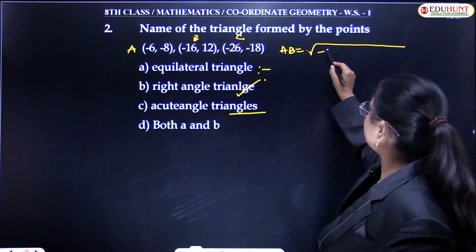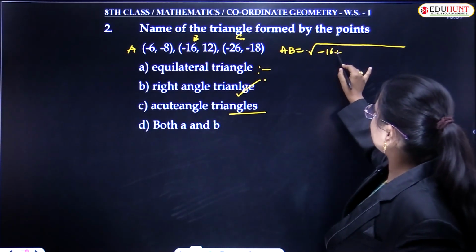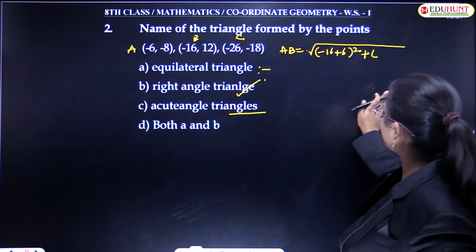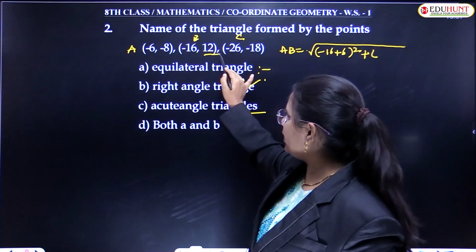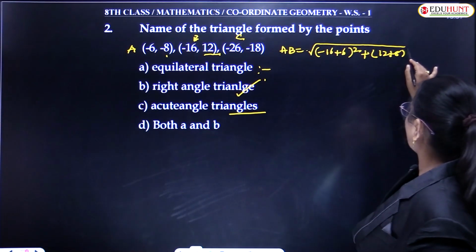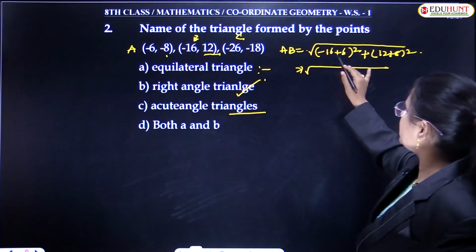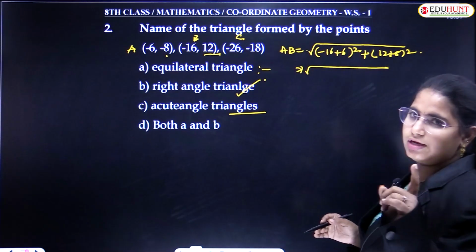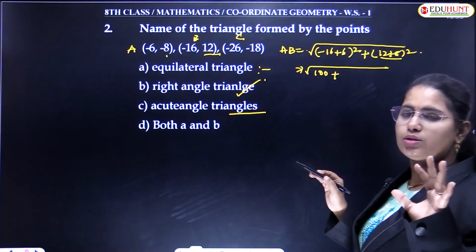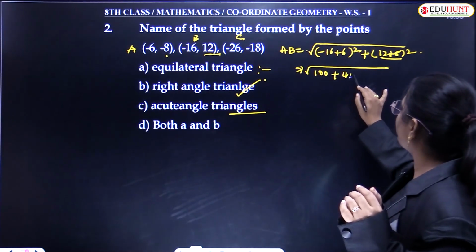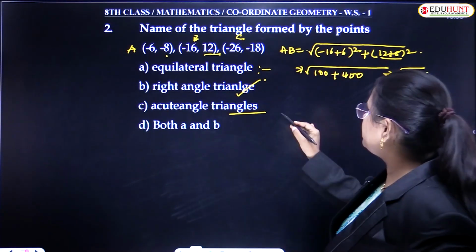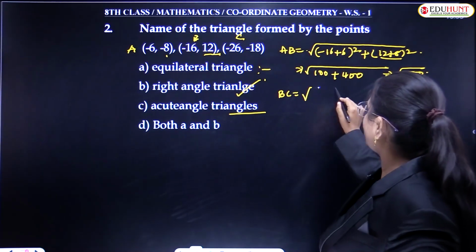x2 minus x1: minus 16 minus of minus 6 is plus 6. So (minus 16 plus 6) whole square plus (y2 minus y1) whole square. y2 is 12 minus of minus 8 is plus 8. 12 plus 8 whole square. Clear? So minus 16 plus 6 is minus 10, and minus 10 whole square is 100. And this one, 12 plus 8 is 20, so 20 square is 400. So 100 plus 400 is root 500. Right? So let me solve the value of BC now. What is BC?